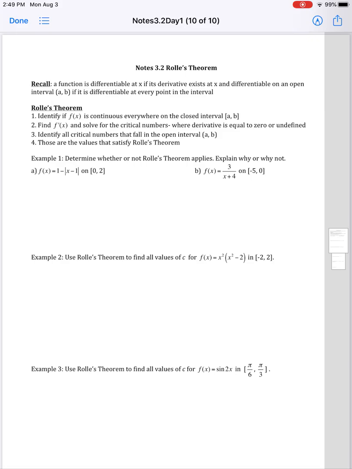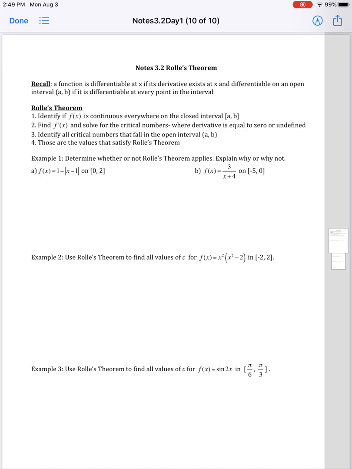So when we do a quick recall, it says a function is differentiable, meaning you can get the derivative, at x if its derivative exists at x, and differentiable on an open interval (a, b) if it's differentiable at any point in the interval. Okay, that's a little confusing to understand, so let's go over the specifics of how Rolle's Theorem works.